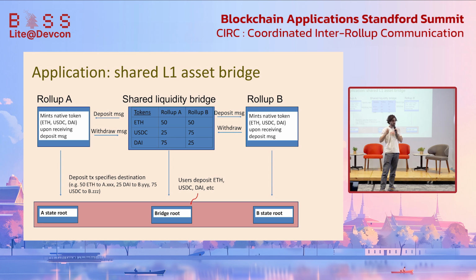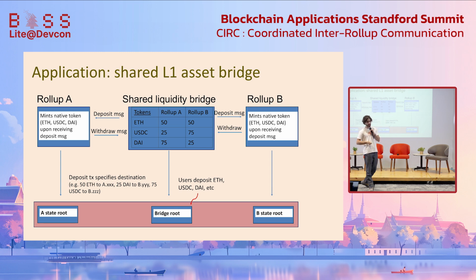And now, if you have direct message passing between these rollups, which you can always do at high latency through the L1, then you can send messages between the rollups to just instruct this shared liquidity bridge to move assets from one rollup to the other. And because they're all deposited and withdrawn through this shared liquidity bridge, there's fungibility of these assets across all the different rollups. So that is a simple but powerful application that can be built on top of cross-chain message passing.